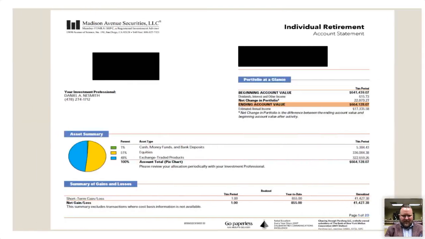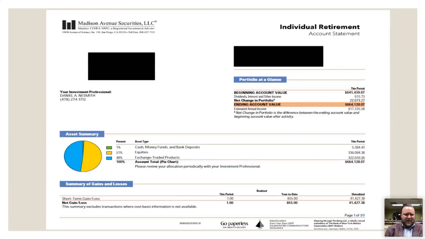All right, so let's take a look at the Pershing statement. This is what it's going to look like for the most part when you get it. It's going to have your account type up at the top. It's going to have your account number.